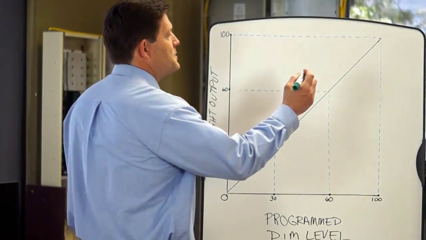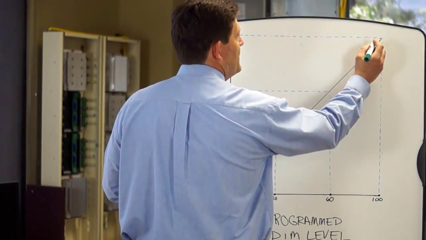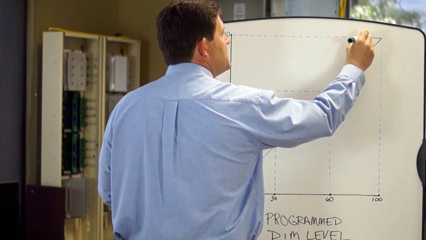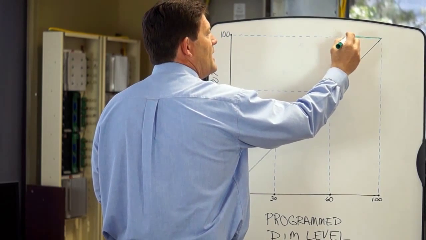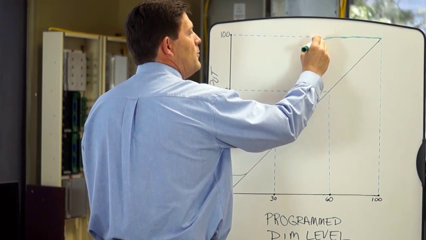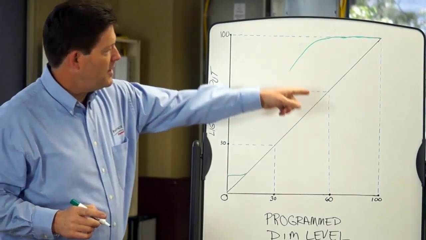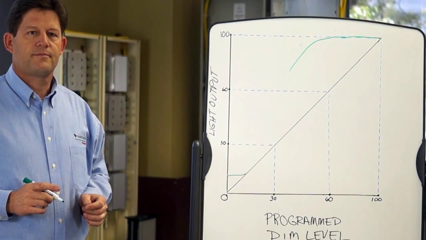If we start at 100% and then reduce our programmed dimming level, it is not uncommon for us to see that the light output remains somewhat constant for some portion of the range. And then past a knee, it will begin to dim at that point. But look how far this takes us away from the ideal dimming curve.